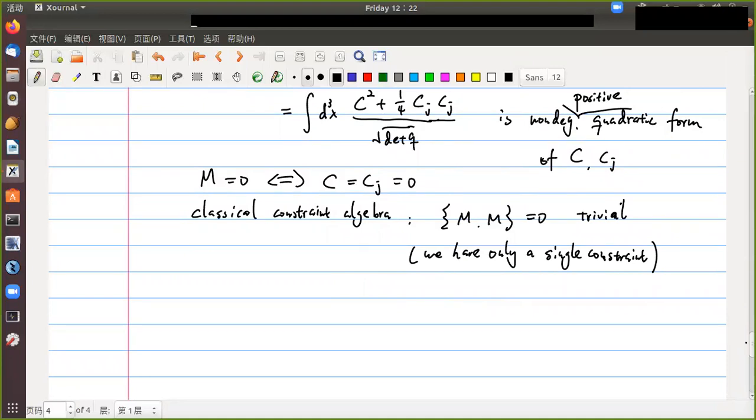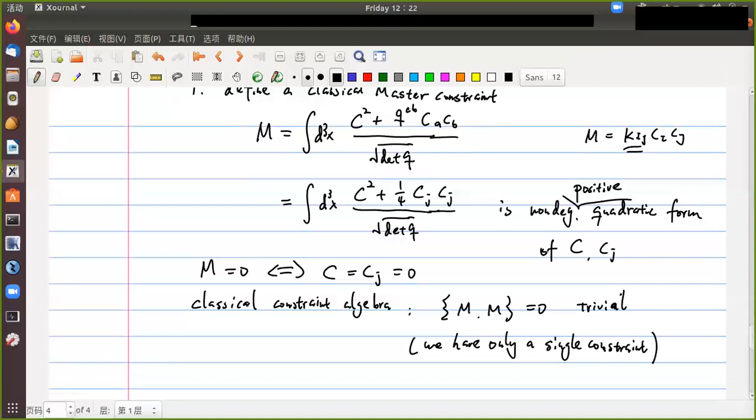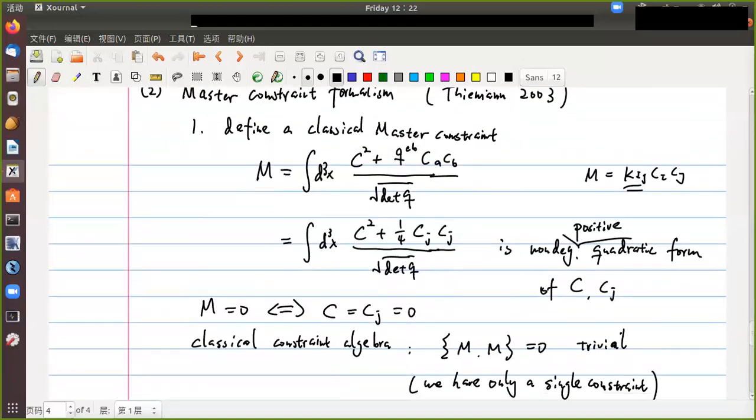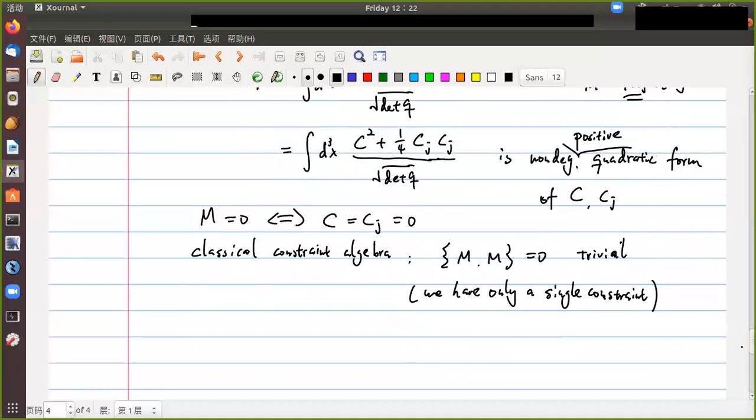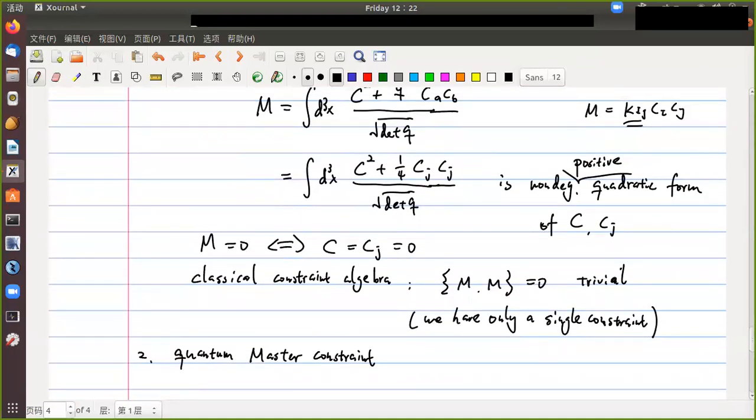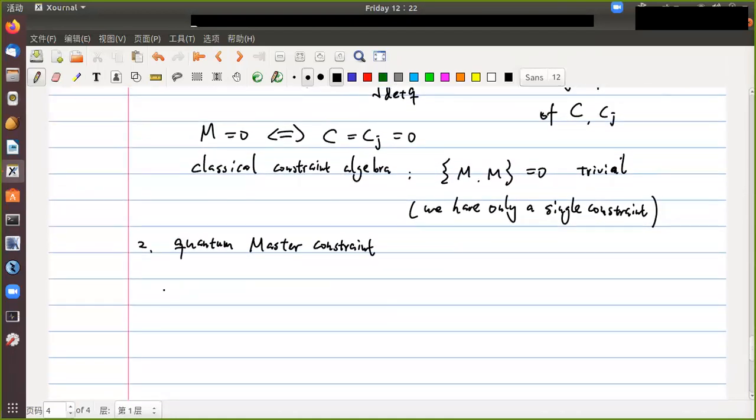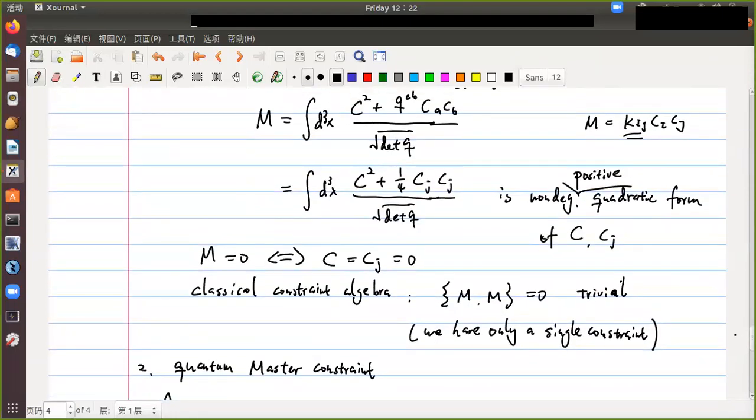All right. Now, this is the classical level. At the classical level, we can define a master constraint which collects all the constraints into a single constraint. But when we do the quantization, we can still do quantization for the master constraint. The quantum master constraint. Well, the quantization is very much straightforward. You can write down your constraint operator because you know how to quantize C and C_J.